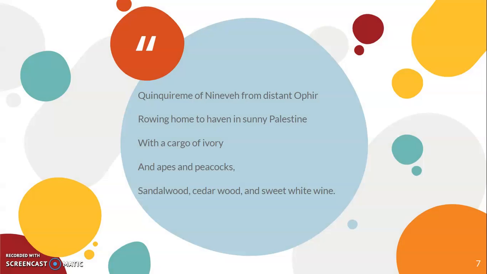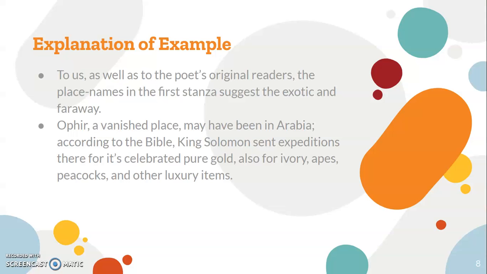Here's an example starting with denotation: "I hear the men of Nirvana from distant Ophir, rowing home to haven in sunny Palestine, the cargo of ivory and apes and peacocks, sandalwood, cedarwood, and sweet white wine." To us, as well as the poet's original readers, the place names in the first stanza suggest the exotic and far away. Ophir, a vanished place, may have been in Arabia. According to the Bible, King Solomon sent expeditions there for its celebrated pure gold, and also for ivory, apes, peacocks, and other luxury items.